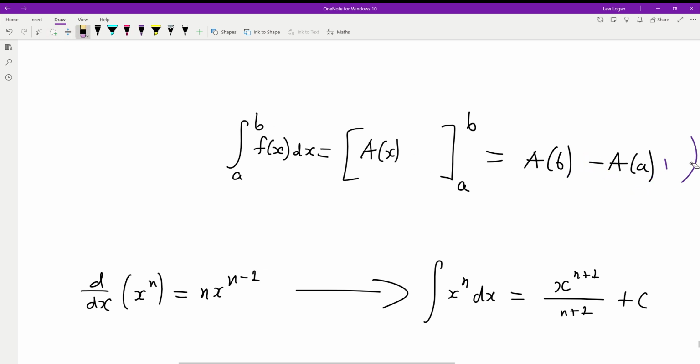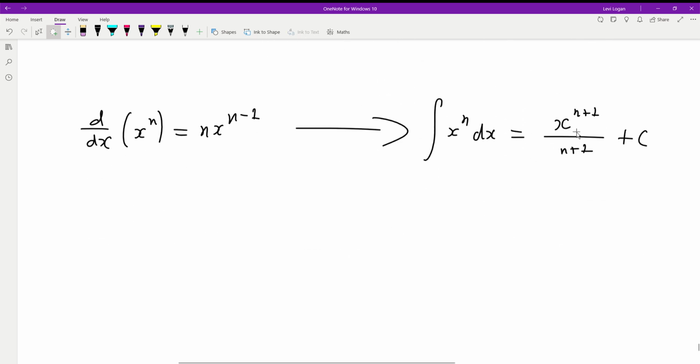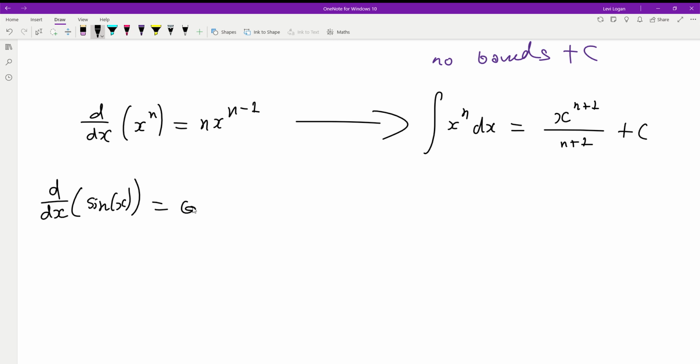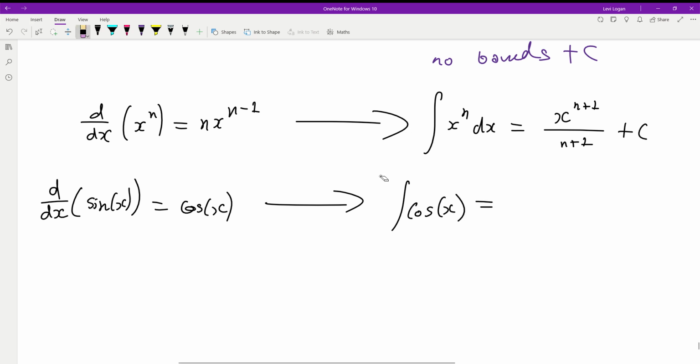However, without bounds, a plus c is required because of the idea of integration and differentiation. Differentiation gets rid of all those constants. So no bounds, you need a plus c. Righto, what else did we show? Alright, if the derivative of sine of x gives you cos of x, that means the integral of cos of x, with respect to x, so you can't forget the dx, is going to be sine of x plus c.